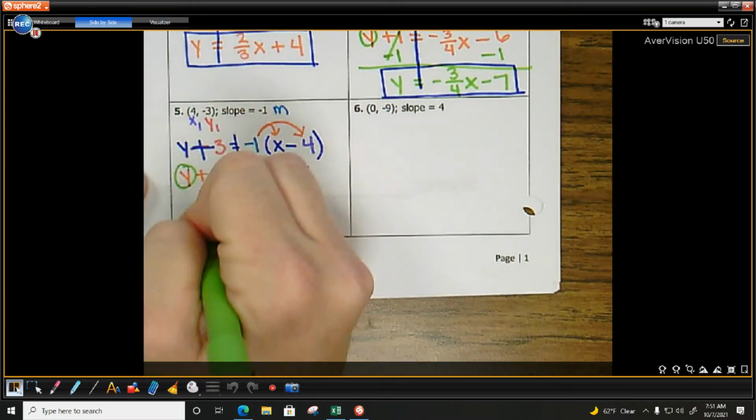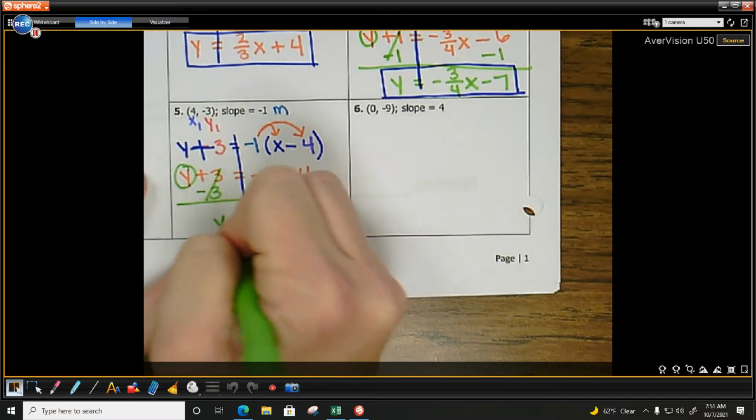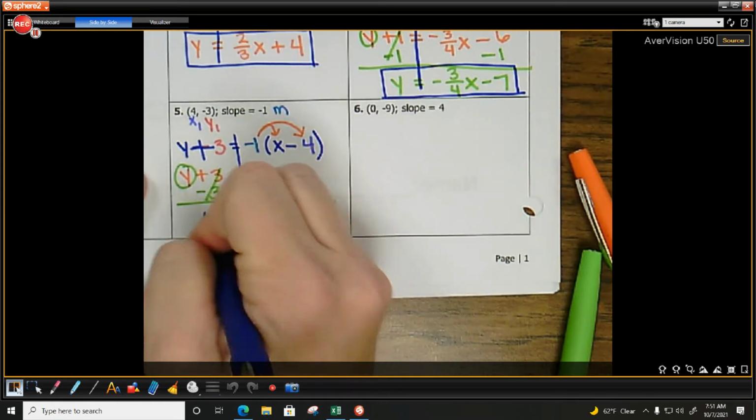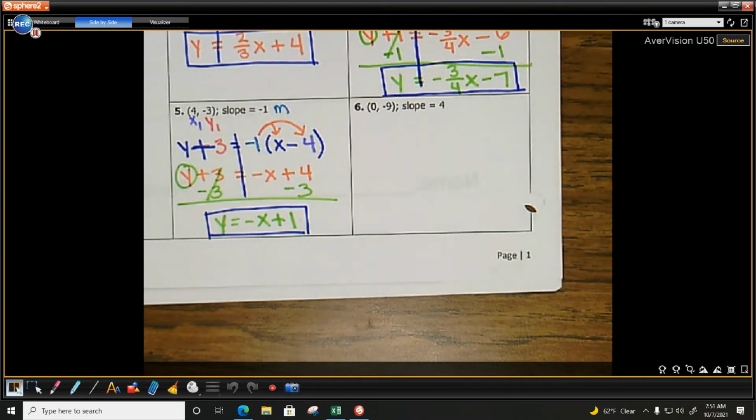So then I need to get rid of my plus 3, so I'm going to subtract 3. So we get y equals -x plus 1. And then when you check it on the calculator, it is correct. Now, point slope works anytime you have a point and a slope. Doesn't matter what point you have. That's why they call it point slope form. They were nice when they named these, right? Slope intercept, you need a slope and a y-intercept. Point slope, you need a point and a slope.